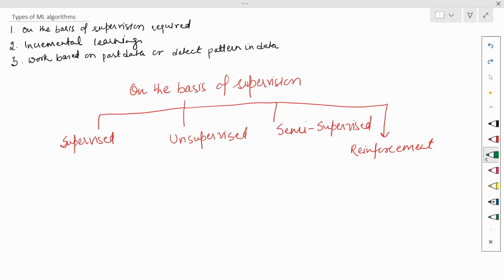In the last video, we learned about subfields of AI. In this video, we will learn about different categories of machine learning algorithms.